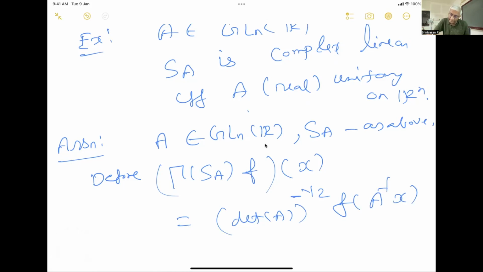For x in Rn, f in L2 of Rn, right? It takes a function f in L2 of Rn to another function. There is nothing else. You just insert A inverse x in place of x. And for it to be a unitary, you multiply by the determinant of A.